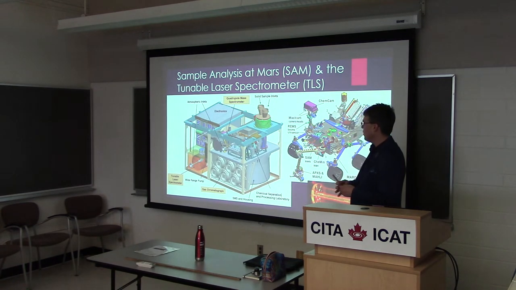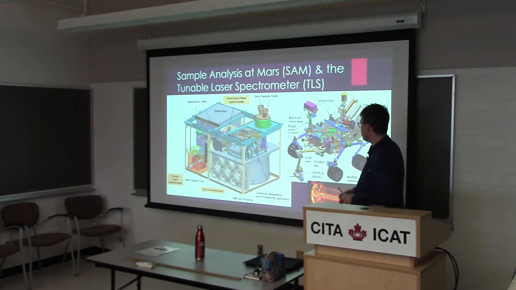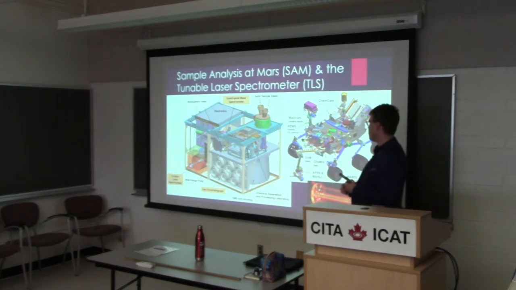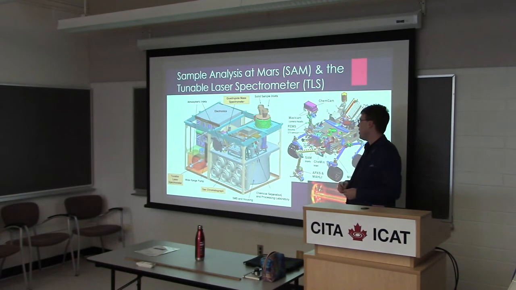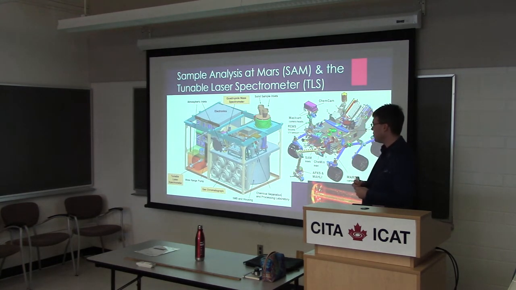So their trump card in this is the Sample Analysis at Mars instrument. This is basically a microwave oven-sized instrument that sits within the body of this beast here. This is the Mars Science Laboratory rover. Very, very devilishly complicated piece of equipment. There are several hundred valves in that thing to control the gas flow from one place to another.